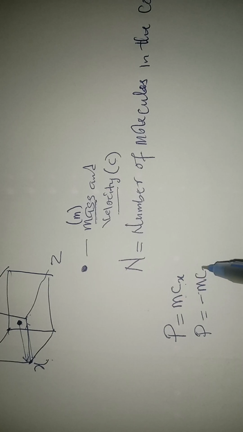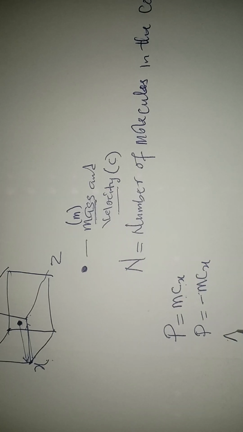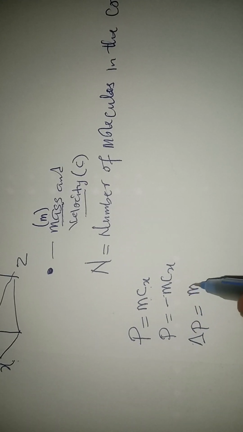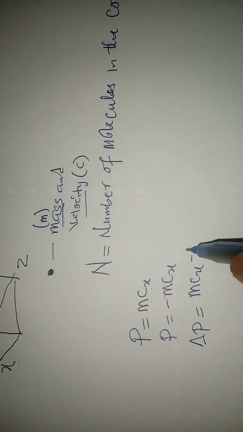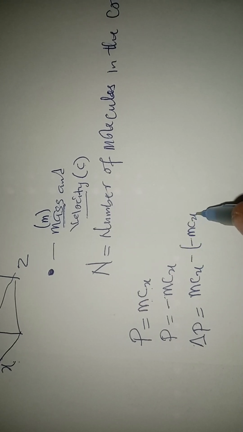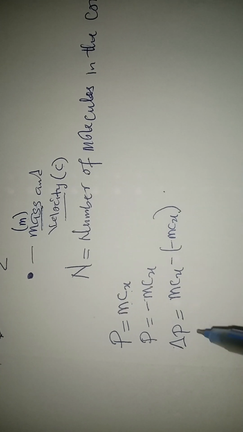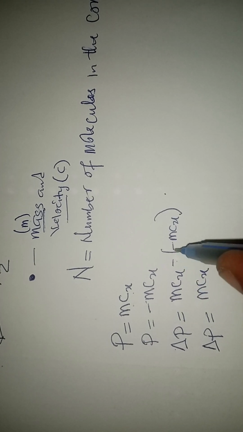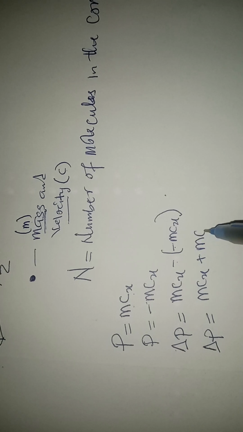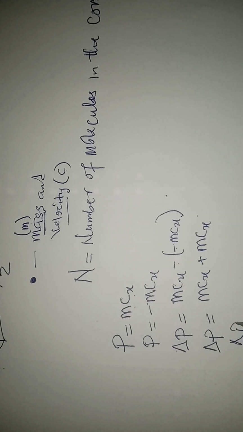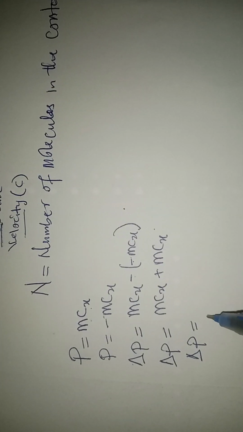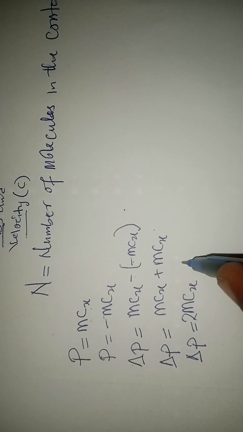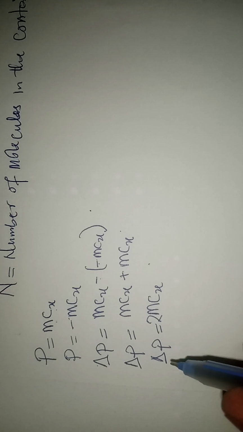minus mcx. So to get the change of momentum, we now have mcx minus, open bracket, minus mcx, close bracket. Then our change of momentum is equal to mcx, minus times minus is plus, and we have mcx. So now we have change of momentum is equal to 2mcx.